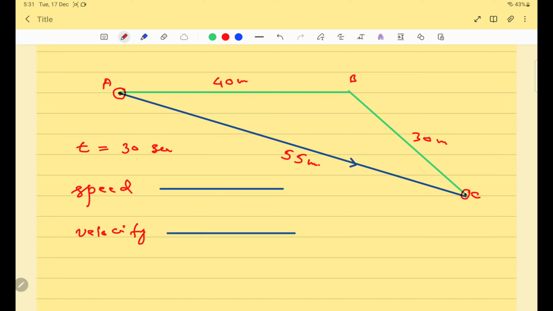We will divide with time and time will be same for both. But you should tell me how much distance the car has covered. 70, you are right. It is 40 plus 30. And how much displacement the car has covered?